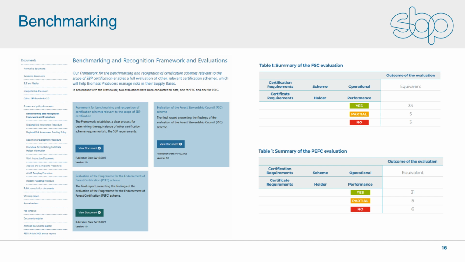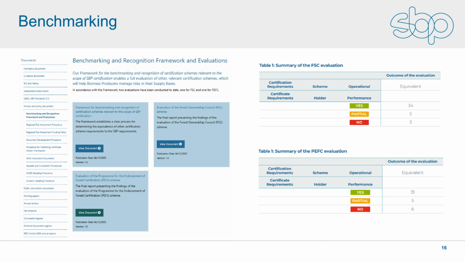This slide introduces one of the most practically useful features of the SBP scheme for biomass producers who source certified feedstock: benchmarking. Benchmarking is the process by which SBP evaluates whether another certification scheme, such as FSC or PEFC, including national forest certification schemes endorsed by PEFC, covers the same requirements as SBP Standard 1, and to what extent. The purpose is to avoid duplication. If a certification scheme your supplier already holds has already addressed many of the Standard 1 indicators, it would be disproportionate to require a full risk assessment on top of that. Benchmarking is how SBP formalizes that recognition.